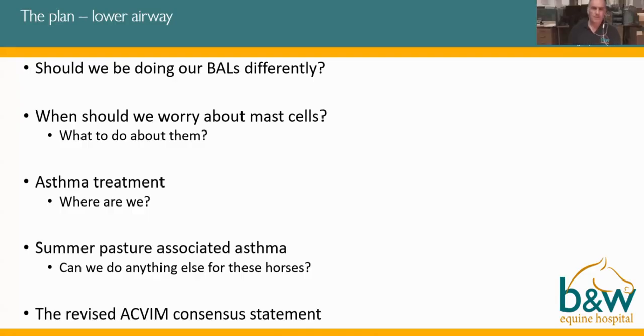Yeah. So we'll see how far we get through this, but the rough plan was to talk about just BAL technique a little bit. Then we're going to talk a bit about mast cells. I think they get forgotten from time to time. We'll talk a little bit about asthma treatment and summer pasture-associated asthma, which seems to be particularly bad this year. And then just a plug for the old consensus statement.